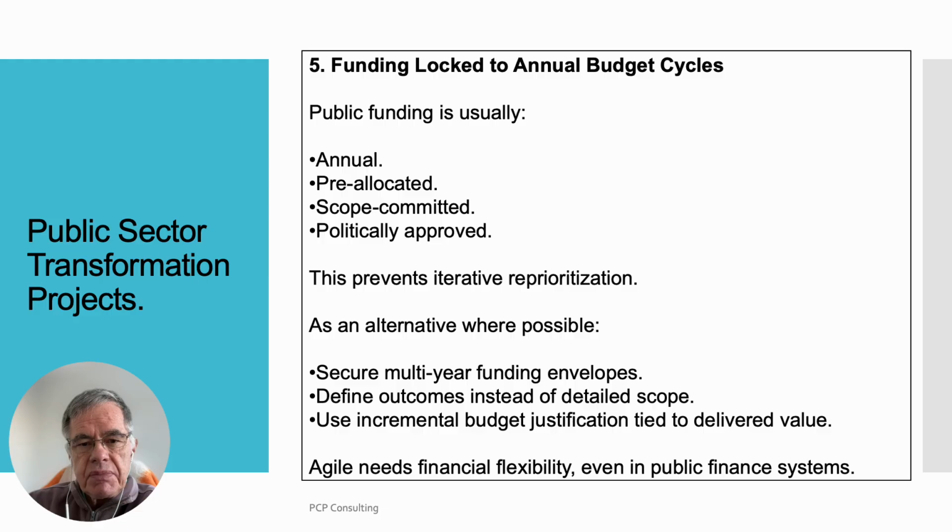Funding locked to annual budget cycles. Public funding is usually annual, pre-allocated, scope committed, and politically approved. This prevents iterative reprioritization. As an alternative, where possible, secure multi-year funding envelopes. Define outcomes instead of detailed scope. Use incremental budget justification tied to delivered value. Agile needs financial flexibility, even in public finance systems.